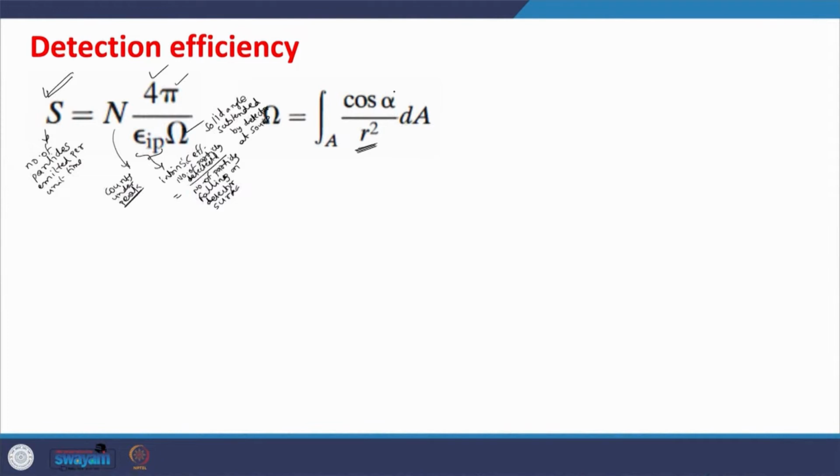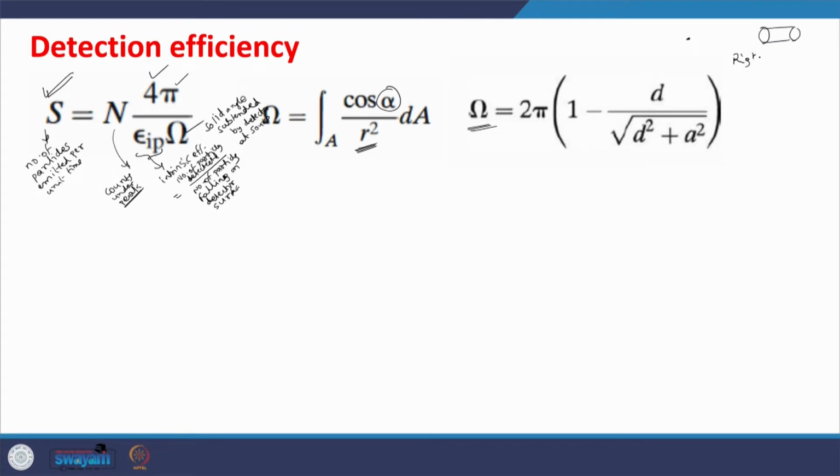Of course, it depends on the distance between the source and detector. So, you have to integrate the detector surface area over the distance between the source and detector, where alpha is the angle between the normal of the area element and the source point. Okay. And here, for a common case of a source and a right circular cylinder, we can write down the solid angle as 2 pi into 1 minus d by square root of d square plus a square.